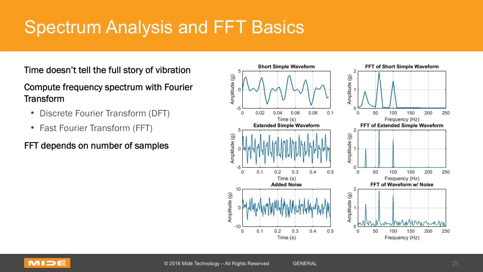The key takeaway, though, here is that FFTs depend on the number of samples. The top plot is for just a tenth of a second set of data for when I manufactured a waveform with a 1G 22 hertz signal, a 2G 60 hertz signal, and a 1.5G 100 hertz. And as you see, if you compute the FFT on it, it's really jagged. And that's because the bin width of your frequencies is directly proportional to the length of your FFT.